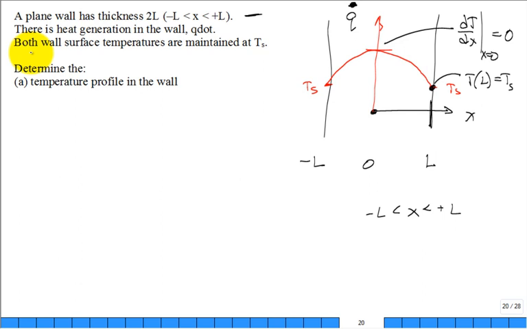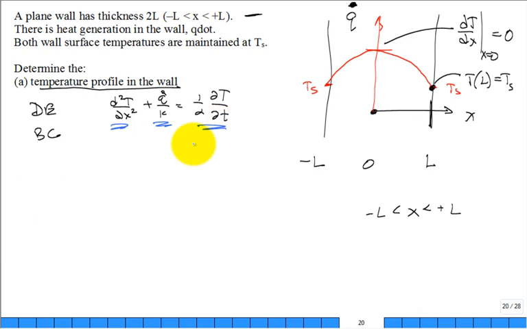All right. So determine the temperature profile in the wall. Set up your differential equation and two boundary conditions, then mathematically solve to get the temperature profile. What's our differential equation? Well, it was the second derivative of temperature with respect to space, plus q dot over k, and that's equal to 1 over alpha times the rate of change of temperature with respect to time. So we have three terms: conduction, heat source, and accumulation or depletion. One of those three terms is 0. Which of those three terms is equal to 0 and why?